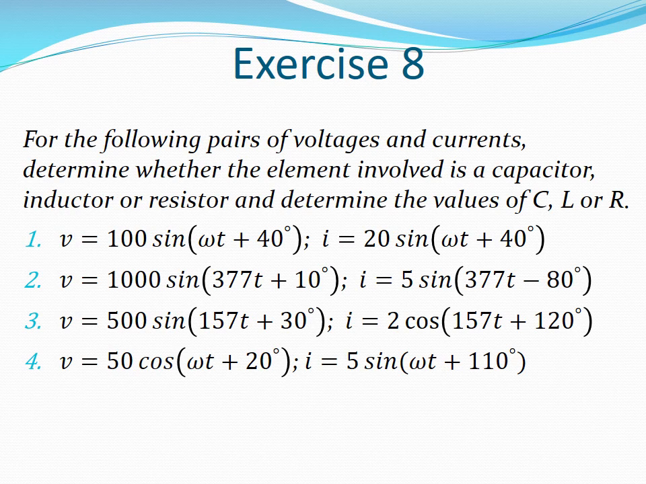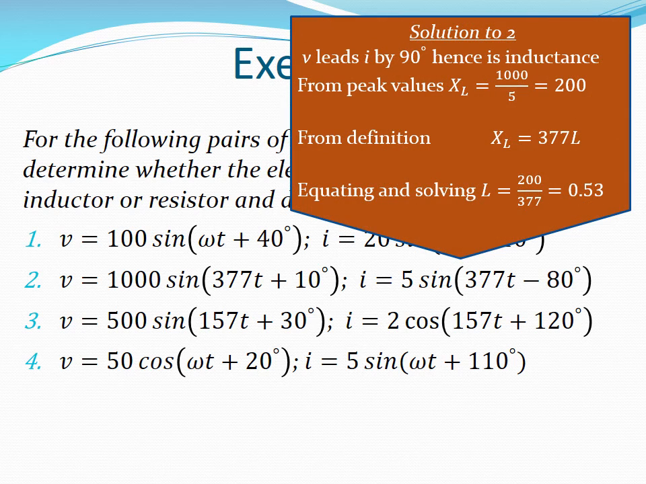Here is another exercise. In each question, we are given the sinusoidal expressions for voltage and current. We are required to determine the type of element involved and then calculate the primary quantity that defines the element. I will do question 2 for you and you will do the rest on your own. Let's look at the solution for question 2.